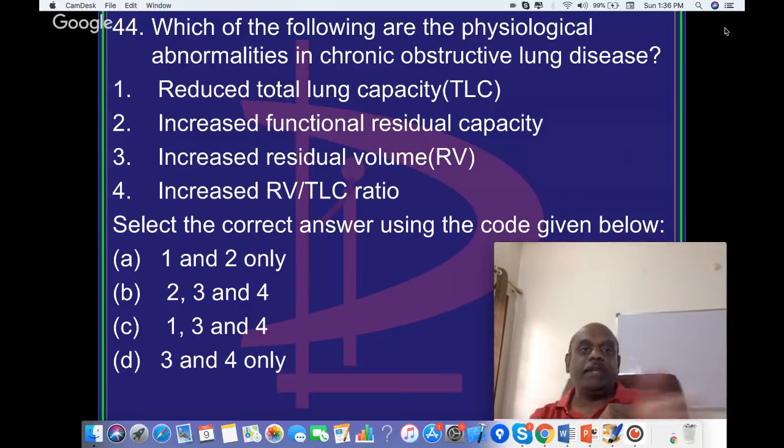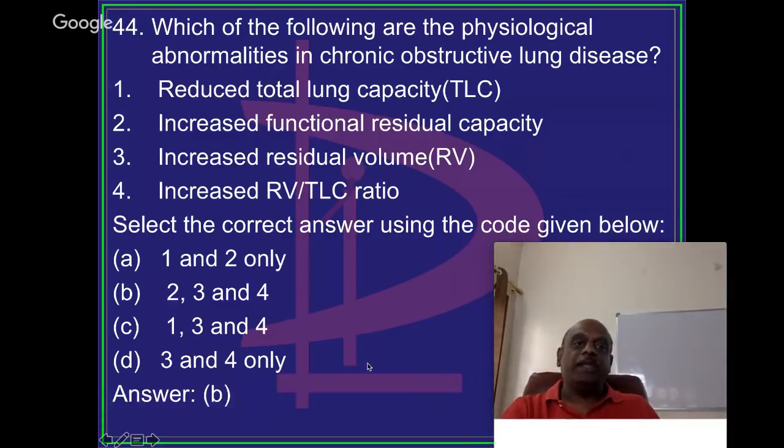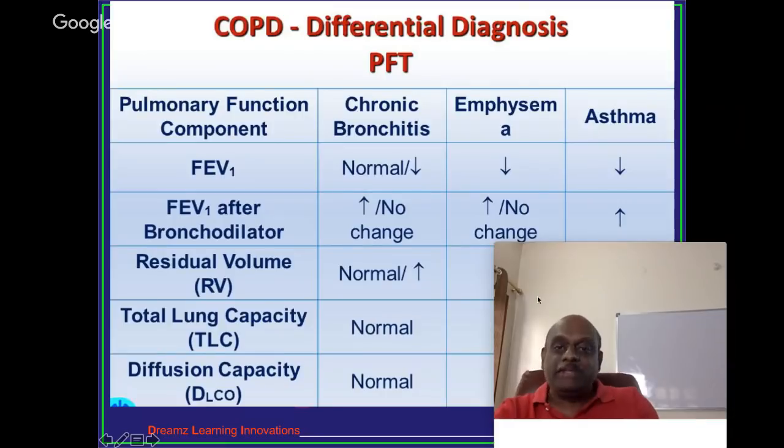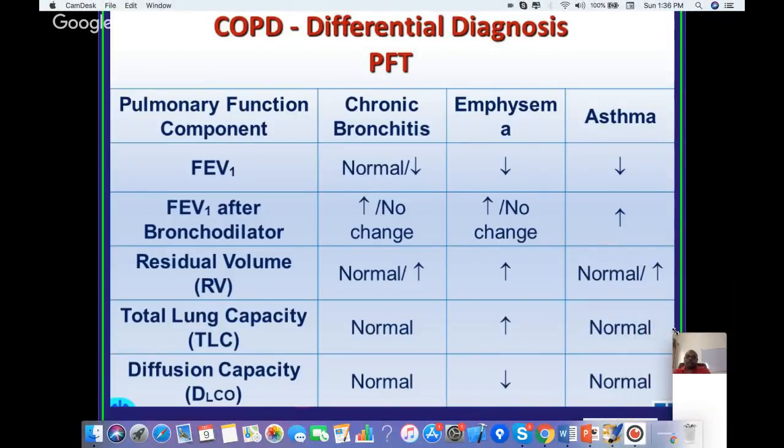I'm seeing most of you saying 2, 3, 4. Absolutely right. So there is an increase in total lung capacity is what you need to remember. So let us review the COPD. In all three types of COPD, FEV1 is diminished. FEV1 even after the bronchodilator will not increase. Residual volume typically is increased because air is trapped within the lungs. Total lung capacity is classically increased with the hyperinflated lungs in case of emphysema. And diffusion capacity of carbon monoxide is typically diminished in emphysema because of the destruction of the alveoli is what you have to basically remember.